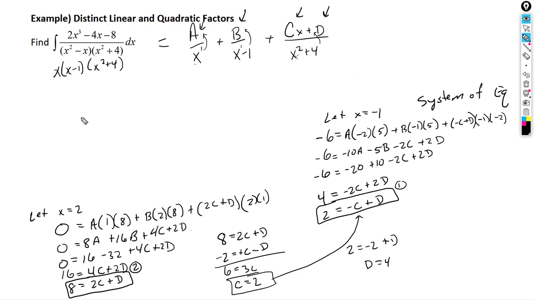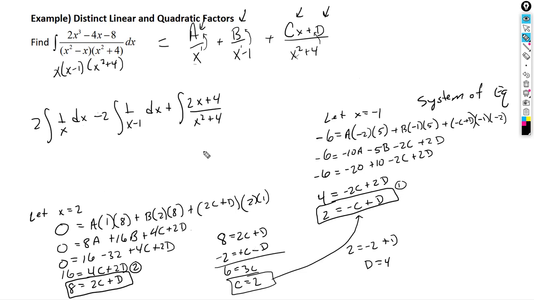So now the A we know. Shoot, where the heck was A? Dang it, I forgot what A was. I'm just kidding. A was 2. Okay, so we get 2 over x. So this is all the integral. So 2 times the integral of 1 over x dx plus, we know b was -2, so actually it's a -2 here, times the integral of 1 over x minus 1 dx. C we know is +2, and we know d is 4. So plus the integral of 2x plus 4 over x squared plus 4.